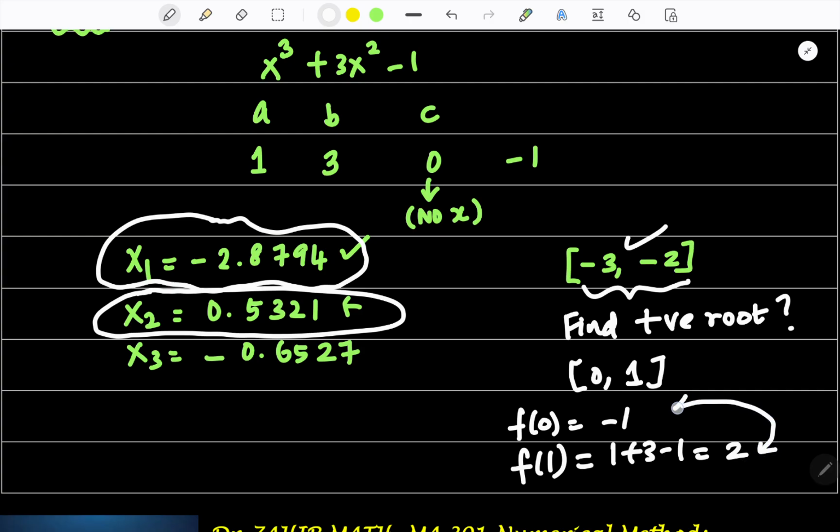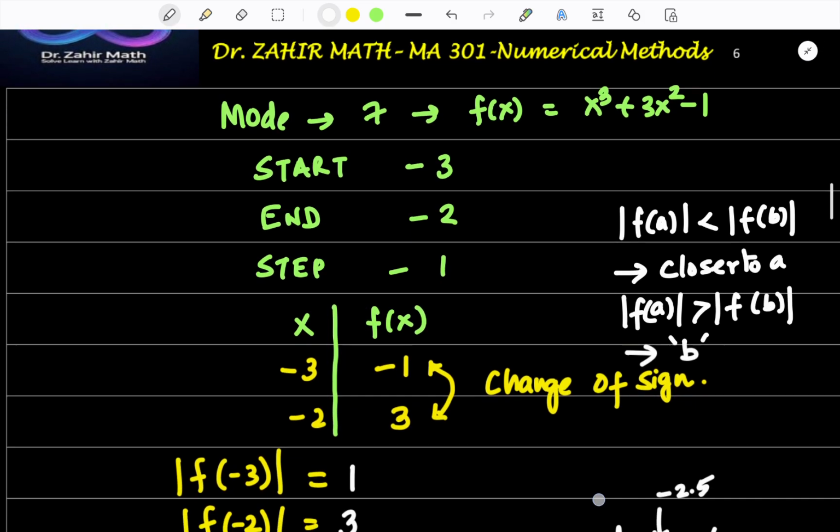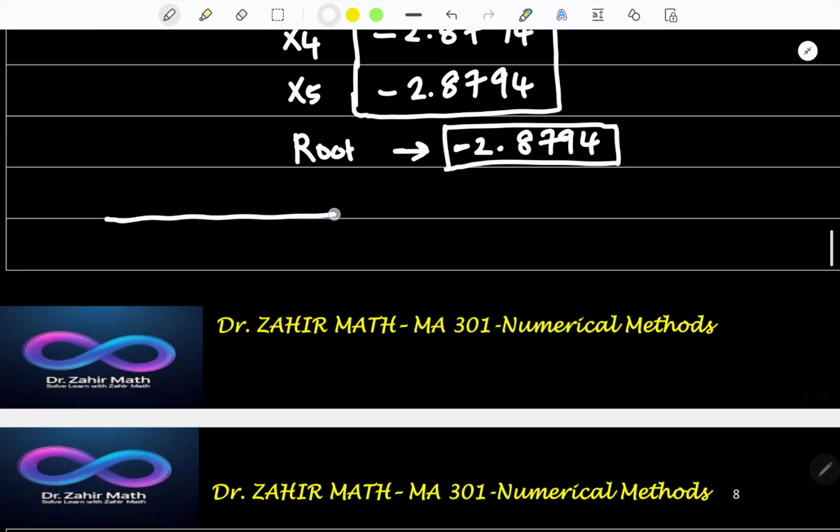Wow, see, there is a change of sign. The root lies between 0 and 1. So you have to start your process: check the absolute value of f of 0 and the absolute value of f of 1, and then finish the problem. If the question asks for the positive root, keep that in your mind. So this finishes your second question.